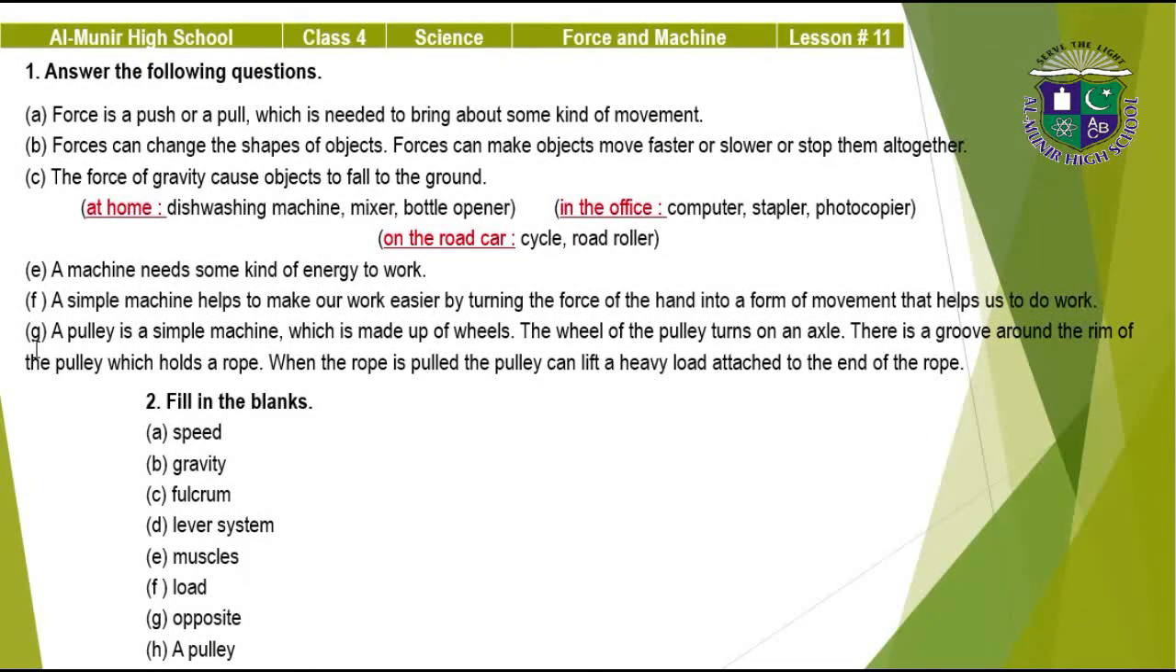Last question, part G, what is a pulley? A pulley is a simple machine which is made up of a wheel. The wheel of the pulley turns on an axle. There is a groove around the rim of the pulley which holds a rope. When the rope is pulled, the pulley can lift a heavy load attached to the end of the rope.